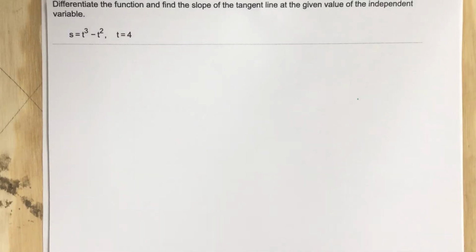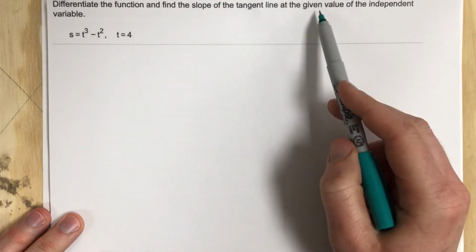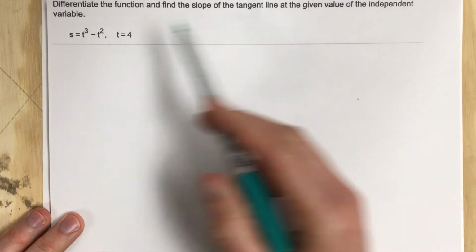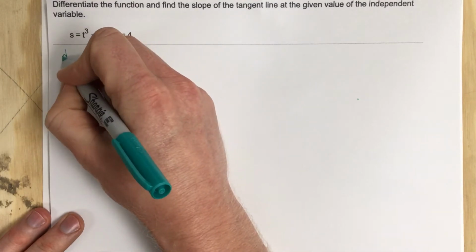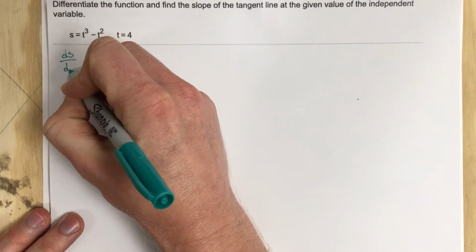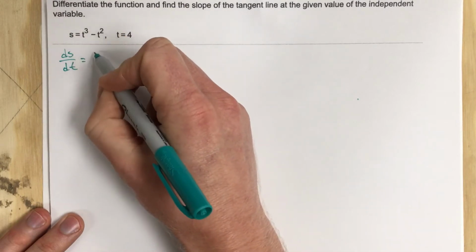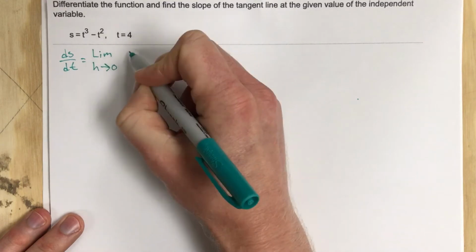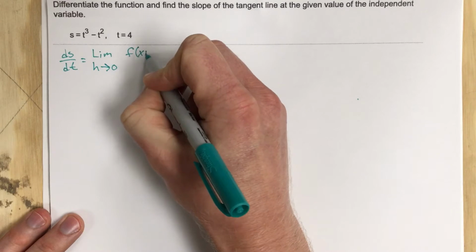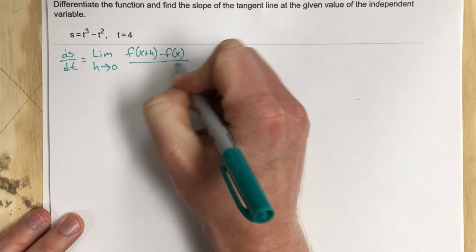This is problem number 7 for section 3.2. In this problem it says differentiate the function and find the slope of the tangent line at the given value of the independent variable. They want us to find the derivative with respect to t of this function, and that's going to be the limit as h approaches 0 of f of x plus h minus f of x all over h.